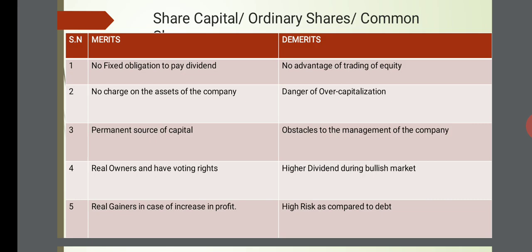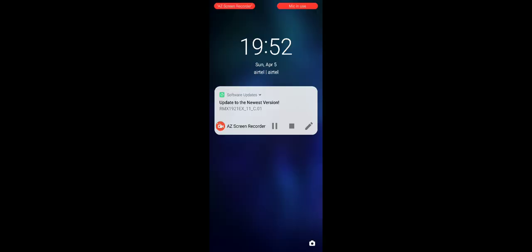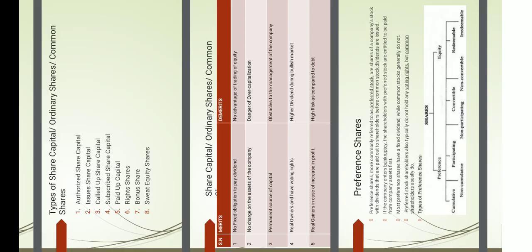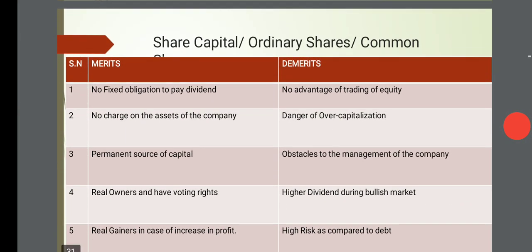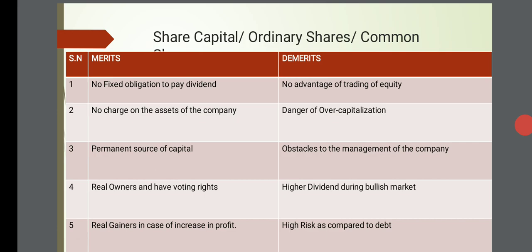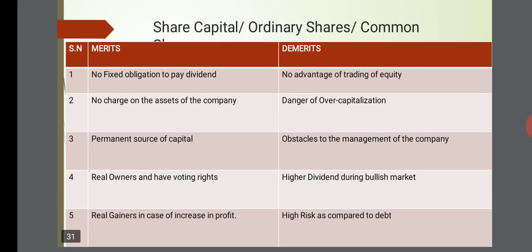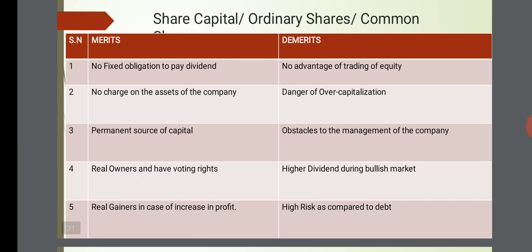Then permanent source of capital. It is never redeemable, as we already discussed. Real owners and have voting rights. Real gainers in case of profit. Demerits: no advantage of trading on equity. That is the biggest problem, because equity is considered the most expensive source of financing, and they become the owners. They are not people who just take interest and are satisfied. They can take interest in the business of the firm.